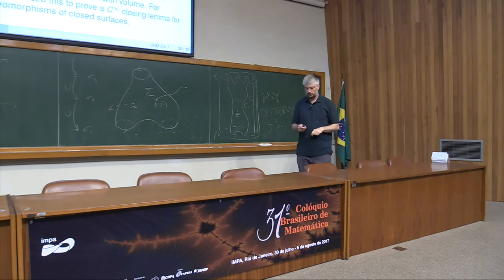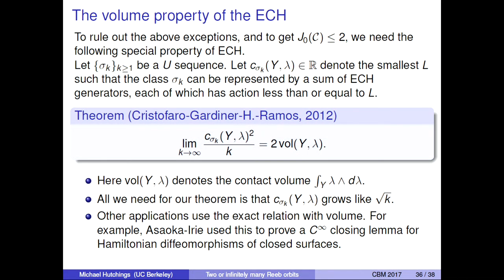So I define C sigma k to be the smallest L such that the class sigma k can be represented by a cycle, which is a sum of generators, all of which have action less than or equal to L. And the theorem is that these numbers C sigma k satisfy an asymptotic formula, which is that the limit of C sigma k squared divided by k is equal to 2 times the volume. And the volume, by definition, is the integral of lambda wedge d lambda over the 3 manifold.